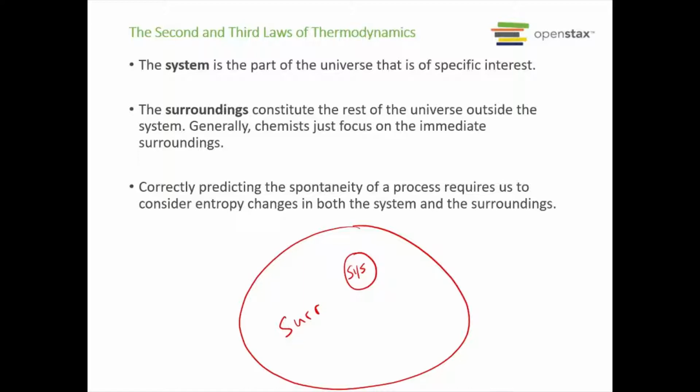So to predict the spontaneity of a process requires us to consider entropy changes in both the system and surroundings. One thing that we might say is that the change in entropy of the universe is equal to the change in entropy of the system plus the change in entropy of our surroundings.